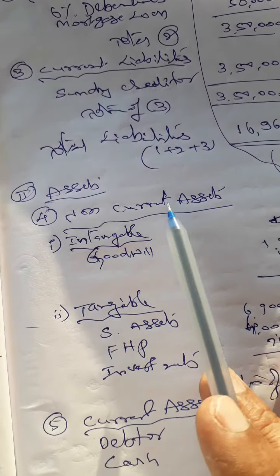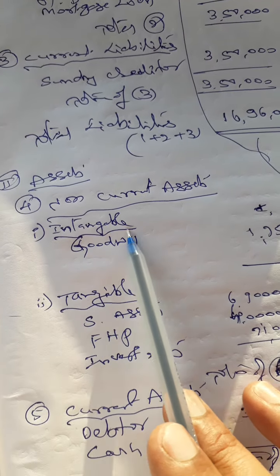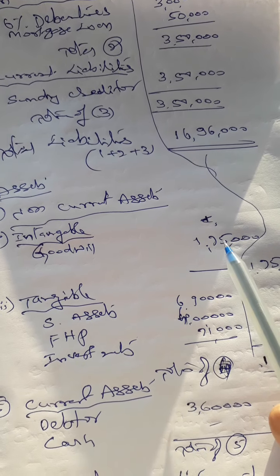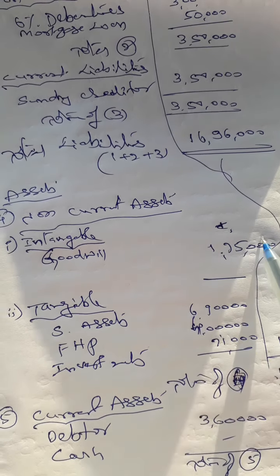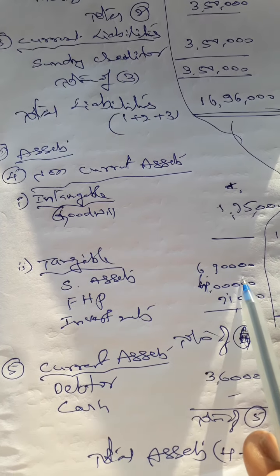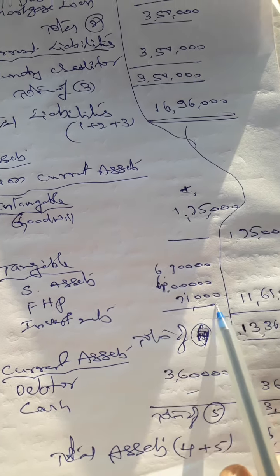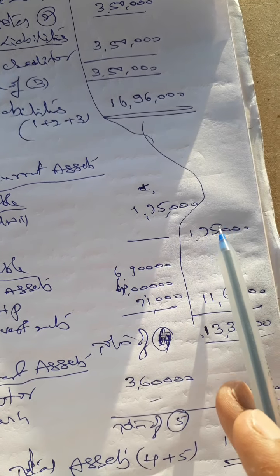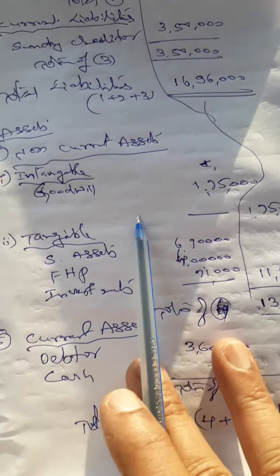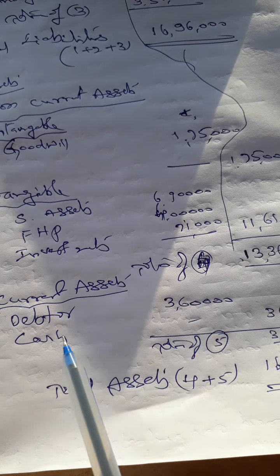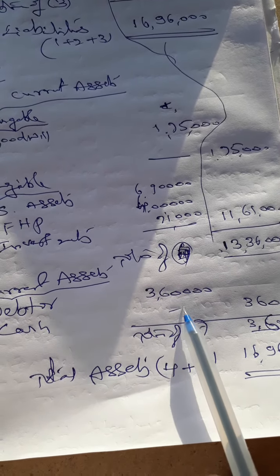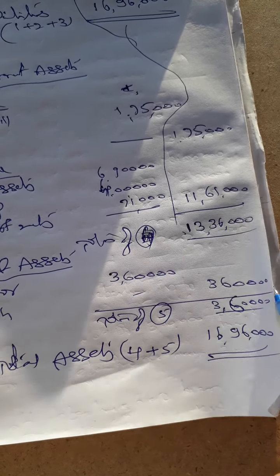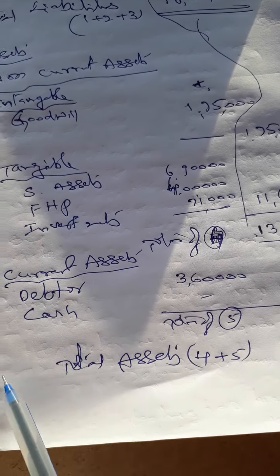Next, on the asset side, Nana. Under non-current assets, first, intangible assets. In that, goodwill is there. Goodwill of 1 lakh paid to X company and 75,000 paid to Y company, 1,75,000. Tangible assets: sundry assets, freehold properties and investments are taken, 1161 tangible, intangible 175. Both together equal fixed assets 1336. Current assets: first debtors, Nana, of both companies. Cash, nothing is there in the given question. 3,60,000. 1336 plus 3,60,000 equals the total of assets, 16,96,000.